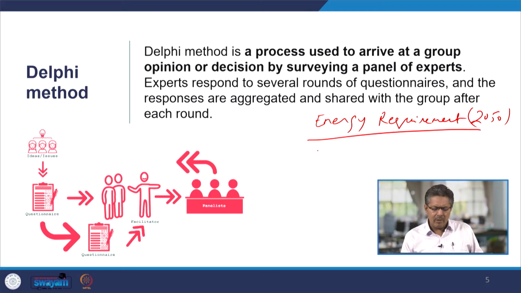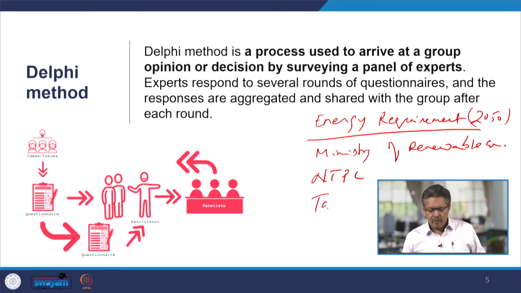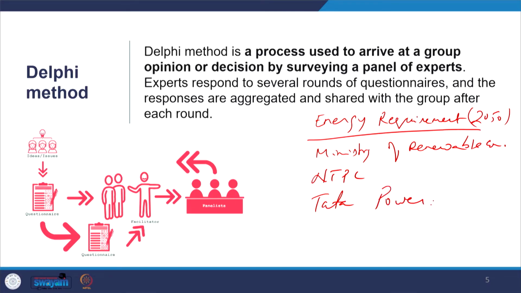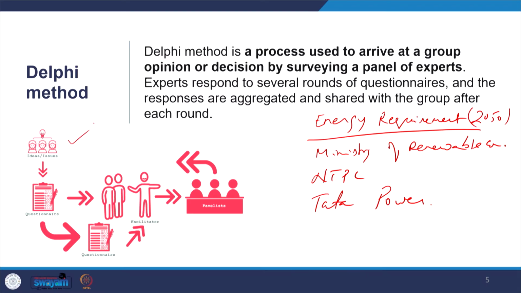Now, I may get people from various walks of life. For example, the Ministry of Energy, the Ministry of Renewable Energy, and then we will have people from various fields like the National Thermal Power Corporation, or many other private companies like Tata Power. So, we are selecting our respondents from various fields, largely people who have certain knowledge about this industry and about the energy condition. The experts respond to several rounds of questionnaires. First we have an idea, then we build a questionnaire. After having that idea, we have to decide what needs to be asked to those experts, so we develop this questionnaire.